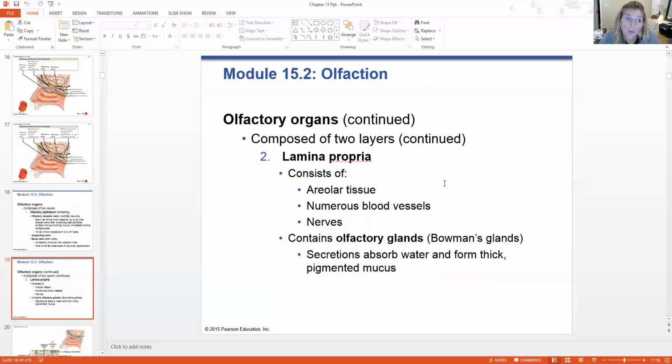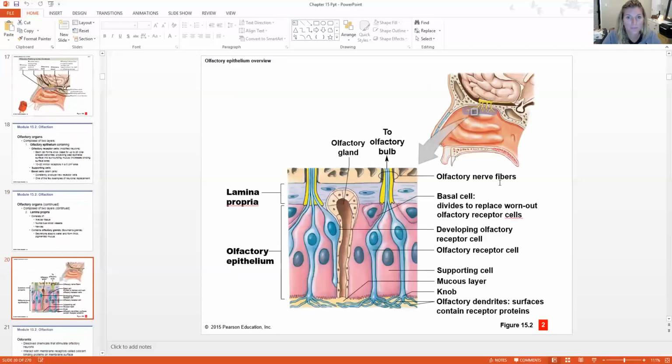There's also the lamina propria. So you have your olfactory epithelium and then the lamina propria on which the olfactory epithelium rests. This is areolar tissue. This is where numerous blood vessels are located as well as nerves. It contains the olfactory glands, which are called Bowman's glands. These secrete water and form that thick mucus that we associate with our nose.